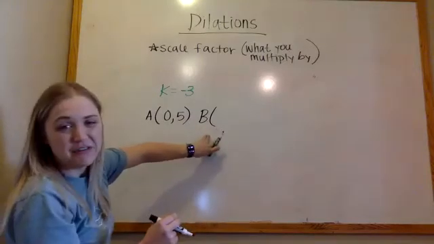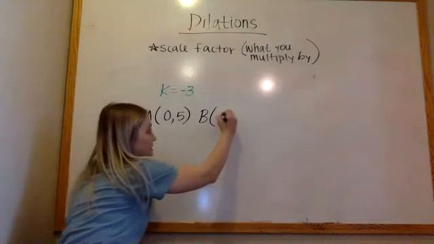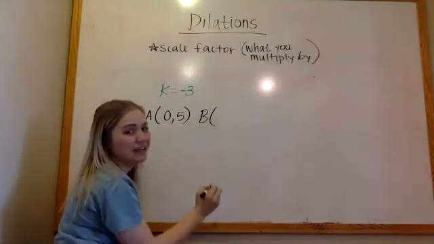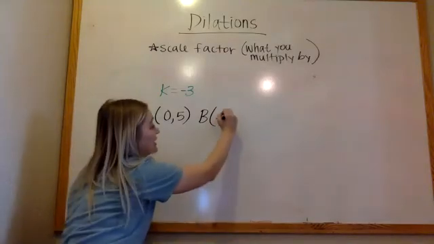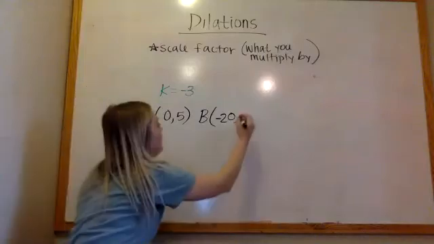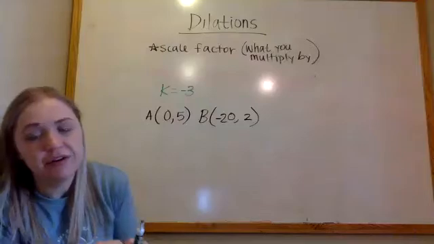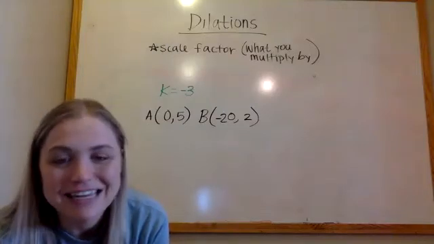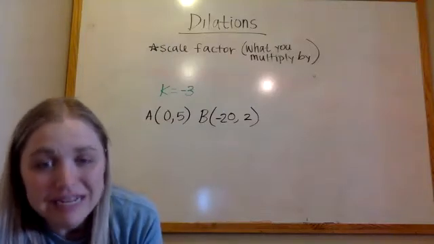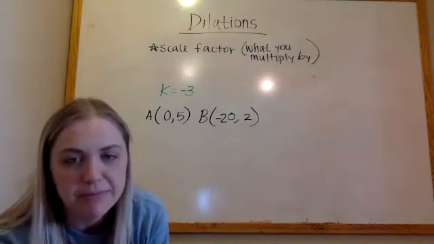So A is at 0, 5, and then I'll go with the number that Rylan gave us. B is going to be at, I'm going to give you 1. Rylan said -20. If you get the number, blame Rylan. B is at -20, 2. Your job right now, I want you to dilate those coordinates. So write down what I'm going to put for A prime and B prime.